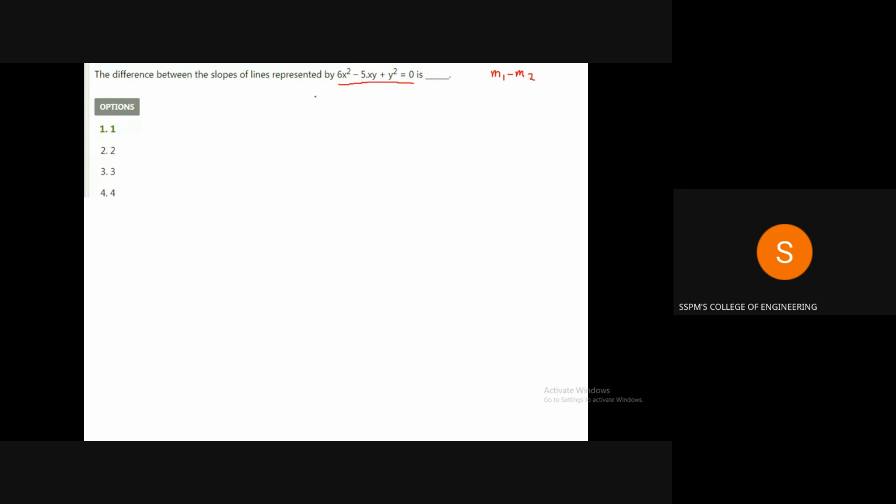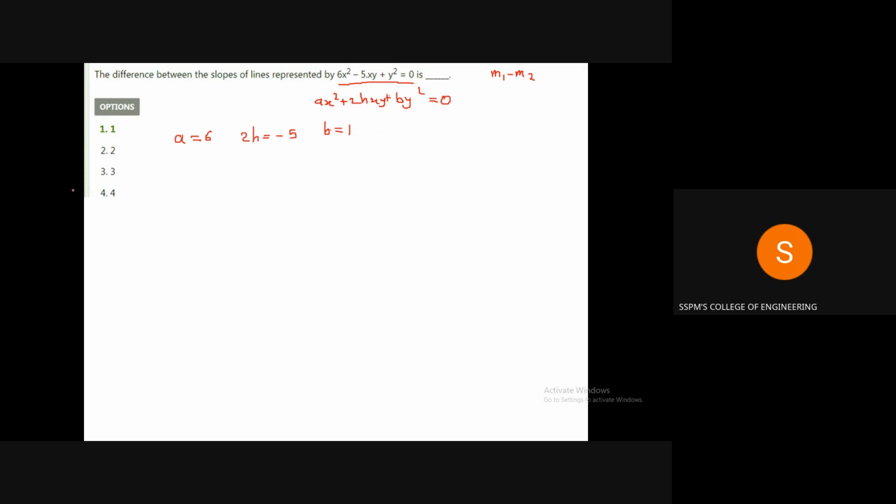Okay, if we compare this with the standard equation, it is given by ax square plus 2hxy plus by square is equal to 0. So if we compare this, we get the values as a is equal to 6, 2h is equal to minus 5, and b is equal to 1.